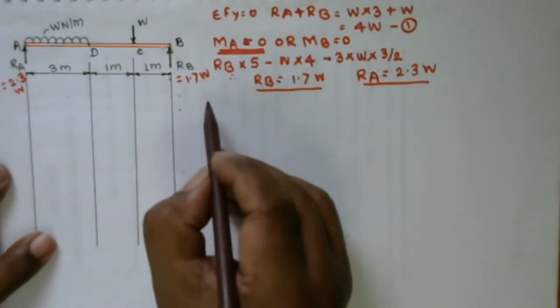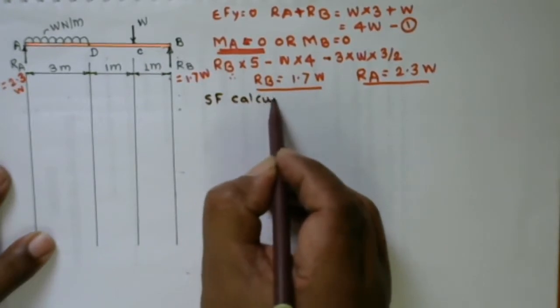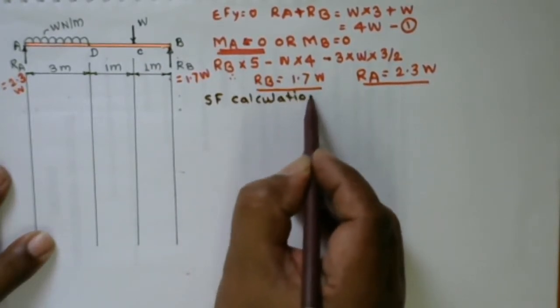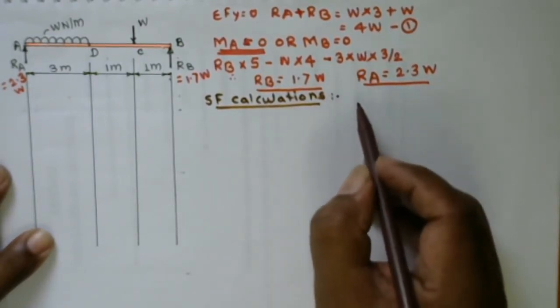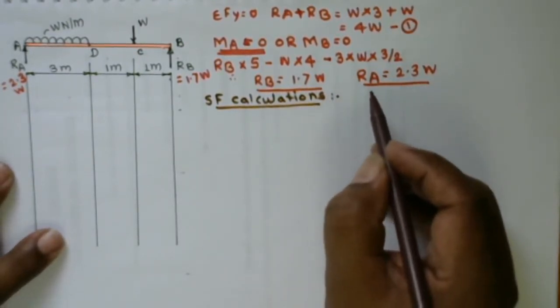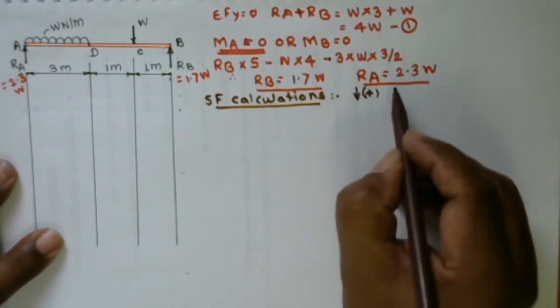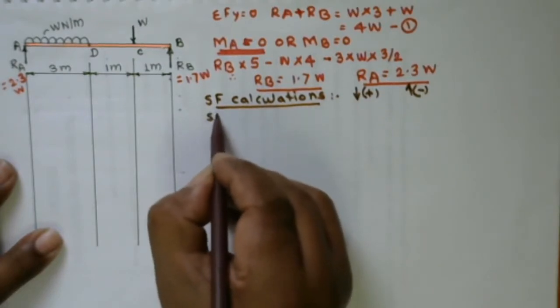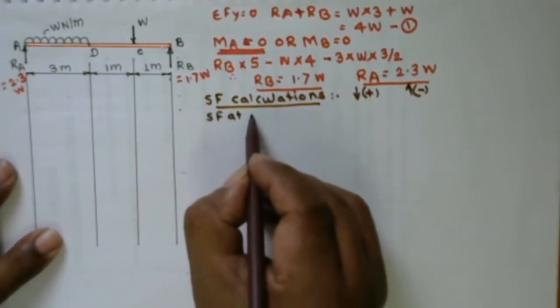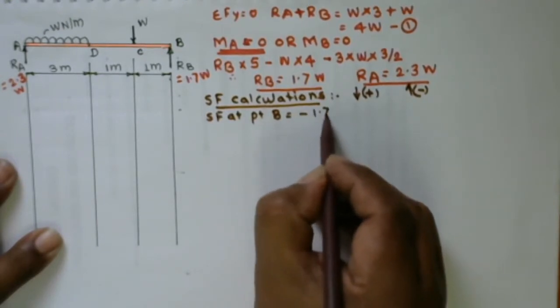Now shear force calculations. Again same procedure we have to adopt. For the shear force calculations, we are always considering sign conventions, which is downward force we are considering positive, upward force we are considering negative. So shear force at point B is equal to minus 1.7 W.